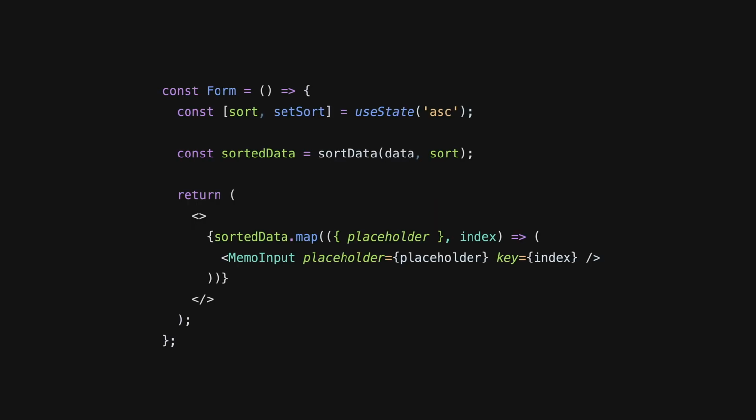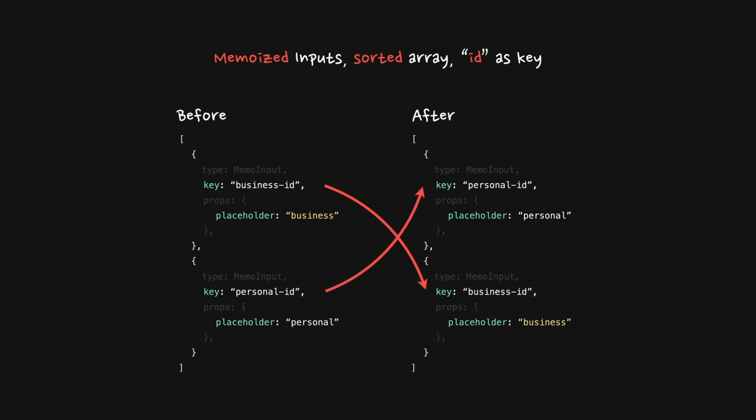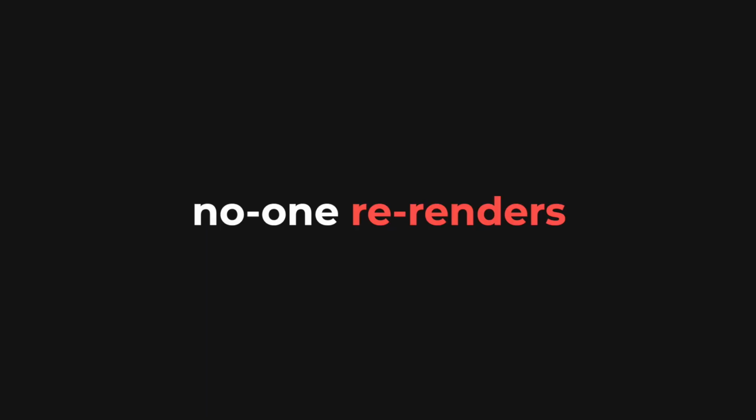To fix this, we need to make sure that the value we use in the key attribute identifies the data itself, not the place in the array. In our case, we can use ID for that. Now, when we reorder our data, the key reorders with it as well. When React compares the items by the key, it will see that none of the props on the items have changed. Memoization will work as expected, and none of the items will re-render.